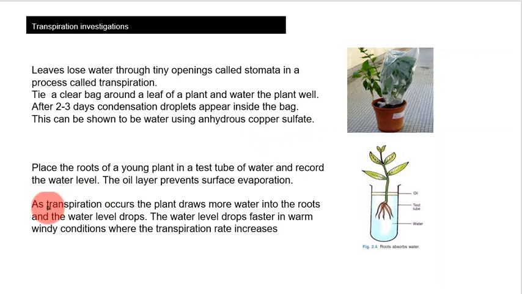Place the roots of a young plant in a test tube of water and record the water level. The oil layer prevents surface evaporation. So another thing you can do as well is you can take a plant and put it into a test tube and you can put a layer of oil here so it stops the water evaporating through the layer of oil. And you can monitor the level of the water.